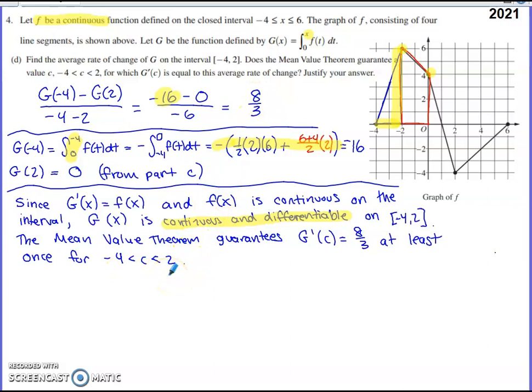What's kind of nice about this particular situation, this is actually a graph of g prime, right? F and g prime are equal to each other. So can we find a place on the graph where g prime is equal to 8/3? 8/3 would be what, 2 2/3? Well, yeah, 2 2/3 would be somewhere in this range on the graph. And yeah, clearly we do hit that on the interval. But that is number 4 from the 2021 AP Calc AB and BC exam.